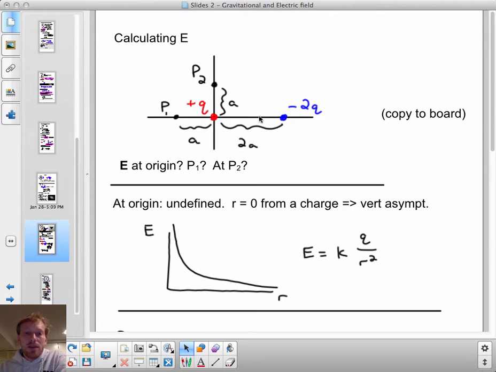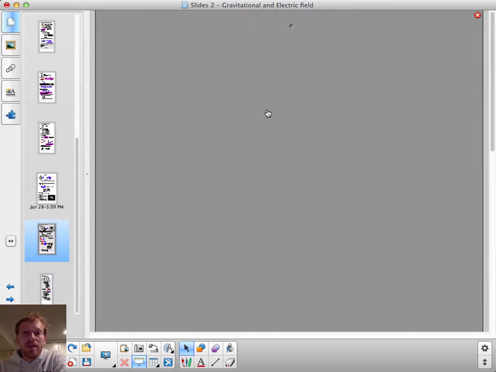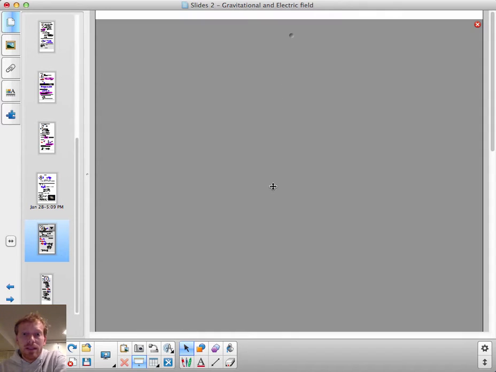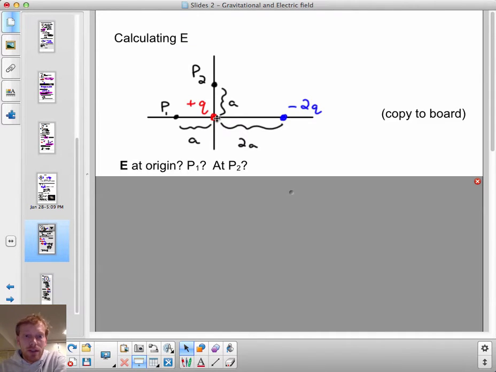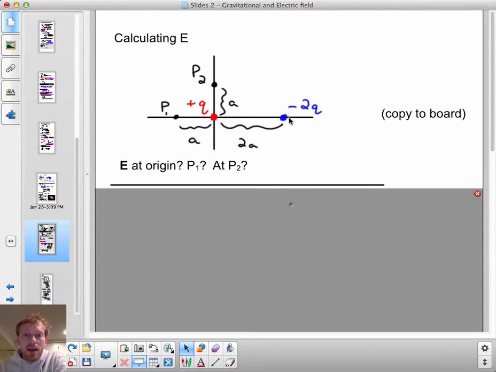So here's an example of a problem that you might be asked to solve having to do with electric field. Let's say that there are two charges, a positive charge at the origin and a negative charge some distance 2a to the right of the origin, negative 2q, so twice as much negative charge as positive charge.